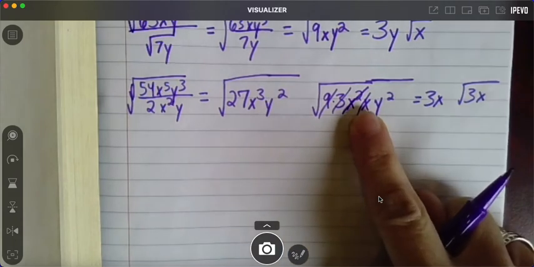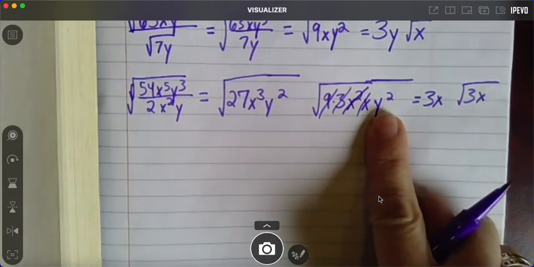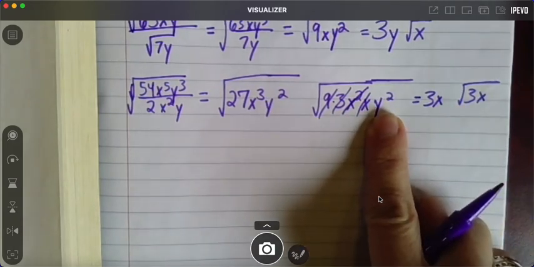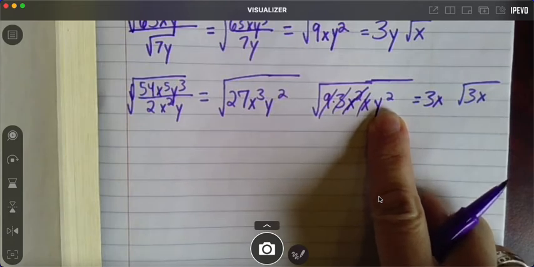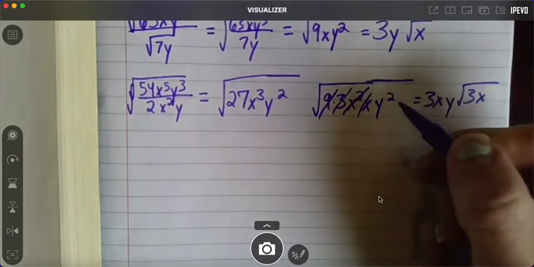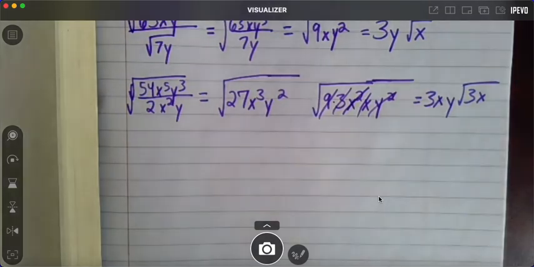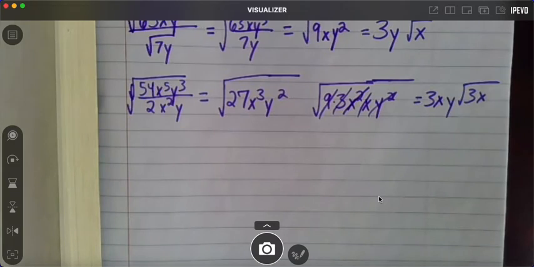I can't take that one. I had to leave it under. I can take the square root of y squared. The square root of y squared is just y. Because the square and the square root cancel each other out. That's why. Okay, so that's my answer for that one.